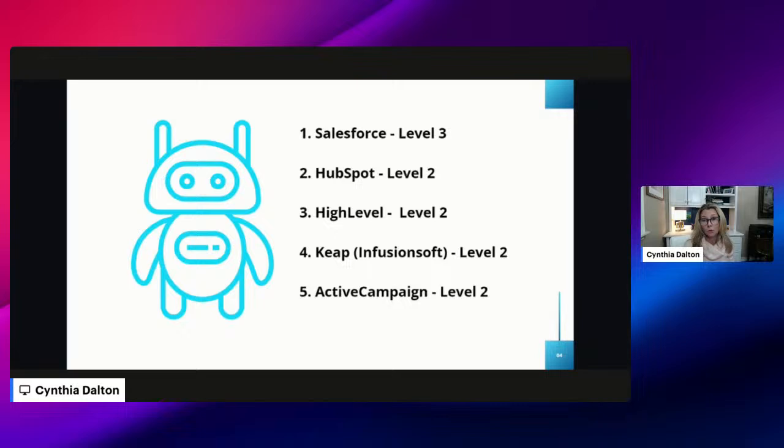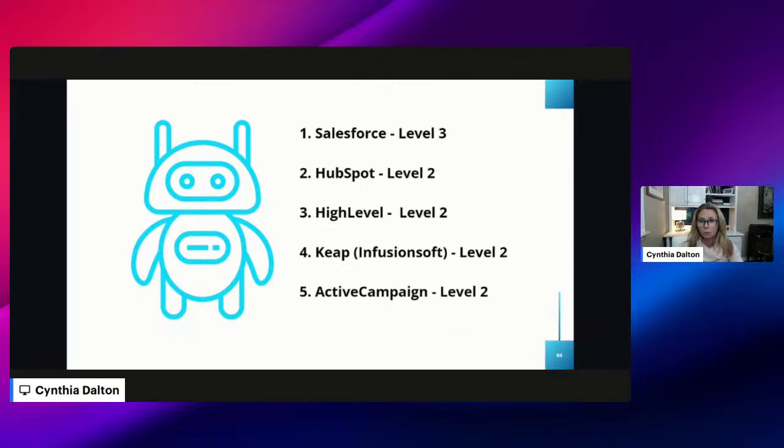And my other 3 favorites, which are all at level 2, I checked, are High Level, Keap, and ActiveCampaign. So if you are looking for a customer relationship management system and you are looking to automate processes and add more clients without adding more people to your team, you can do it with these 5 pieces of software. And you don't have to get all of them. Get one of them, and then invest the time to learn, because if you do that, you are investing in your bottom line, basically.